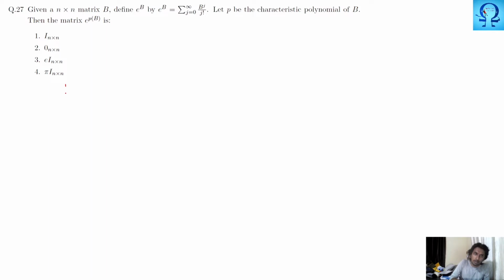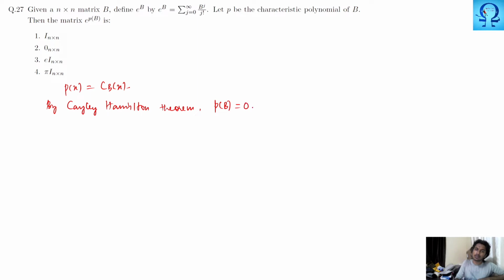It is given that p of x is the characteristic polynomial of B. Then by the Cayley-Hamilton theorem, what happens? Every square matrix satisfies its own characteristic equation. So p of B is 0. We need to find e to the power p of B, which is nothing but e to the power of the 0 matrix.